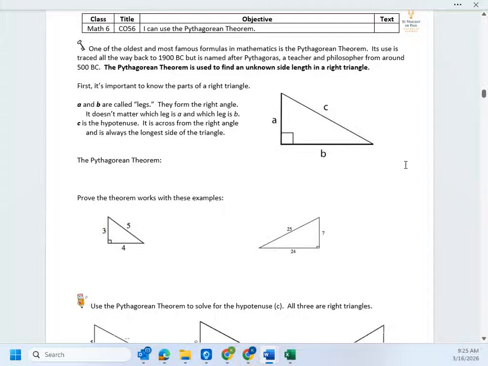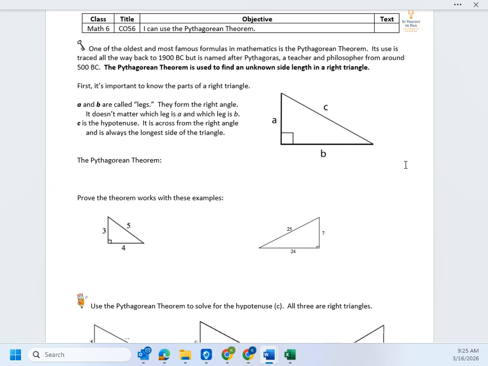Good morning. Today we are moving on to CO56, continuing to work with those triangles. We are doing the Pythagorean theorem with triangles. Okay. So this is an important theorem that you need to know. You will see it again in the future. You will see it in other places. You might even see it on the math test next month. So we need to know the Pythagorean theorem.